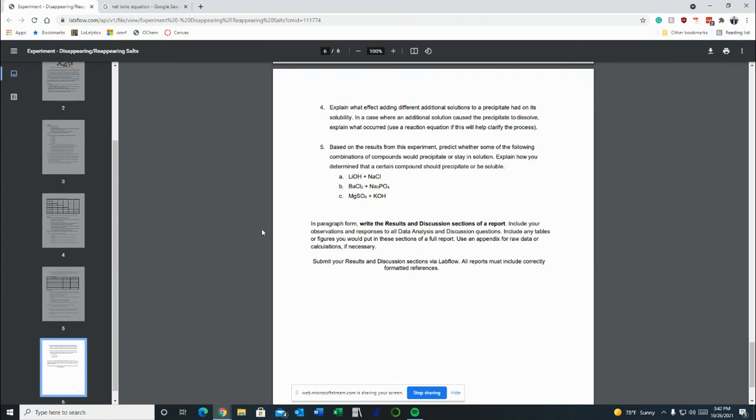Oh, before I go, it tells you that you need to include properly formatted references. Don't include references. Okay, now I'm done.